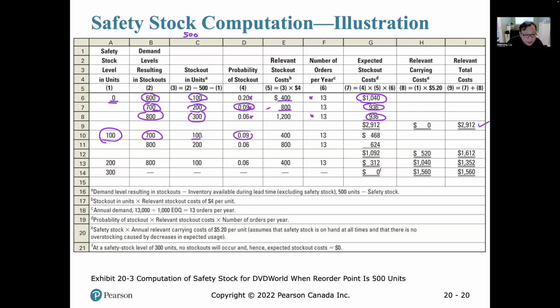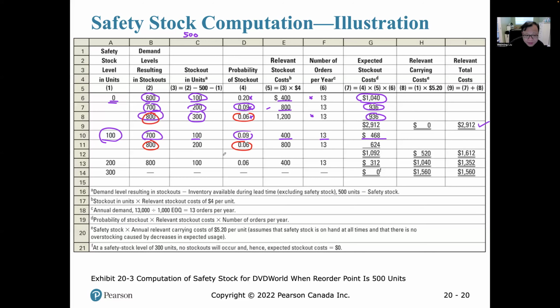And this one, 100 times $4, 400 times 13. So you have 486. And now you have a 6% chance of 800, 6% chance, right? 800, 6% chance.